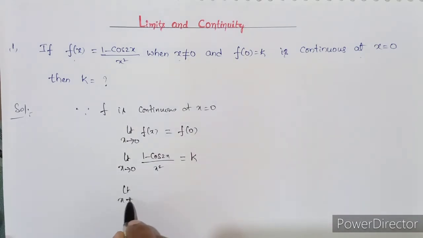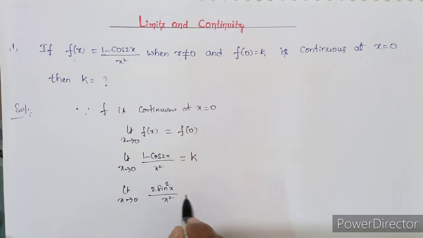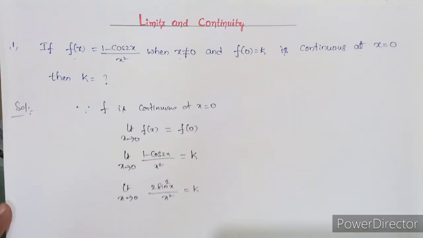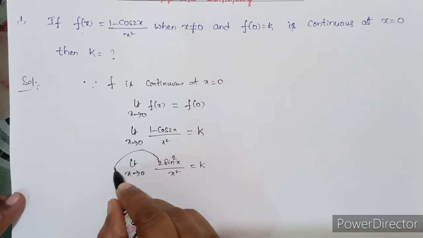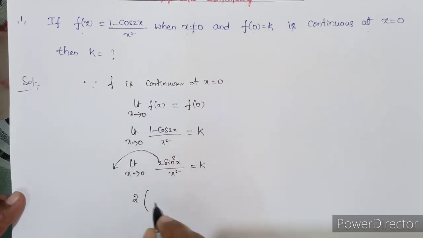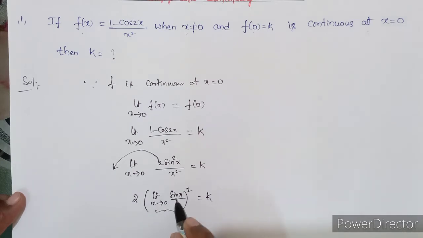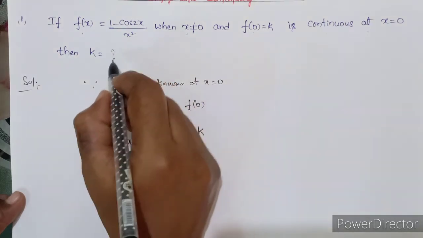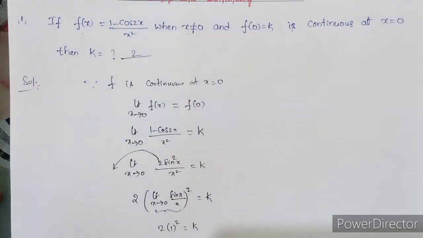Limit x tends to 0, 1 minus cos 2x means in trigonometry 2 sin square x by x square equal to k. We bring this constant term outside this limit. 2 into limit x tends to 0 (sin x by x) whole square equal to k, and this value is 1. Limit x tends to 0 sin x by x is 1. 2 into 1 square is equal to k. Therefore k is equal to 2. Therefore the value of k is 2.